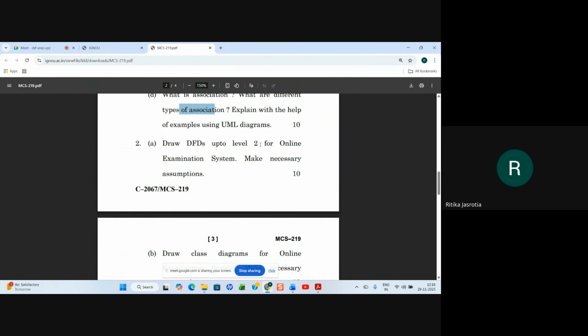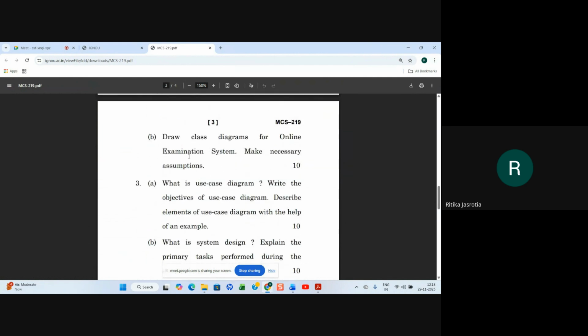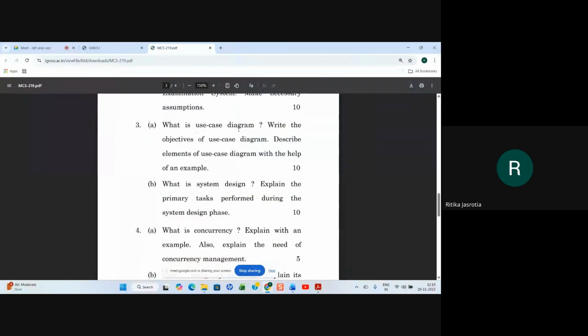Draw DFDs up to 2 levels for online examination system. Again, DFD is asked here in the second question. Draw class diagram for online examination system. So class diagram is asked. Third is: what is a use case diagram? Write the objective of a use case diagram. Describe elements of a use case diagram with the help of an example. So this is another one which is asked.